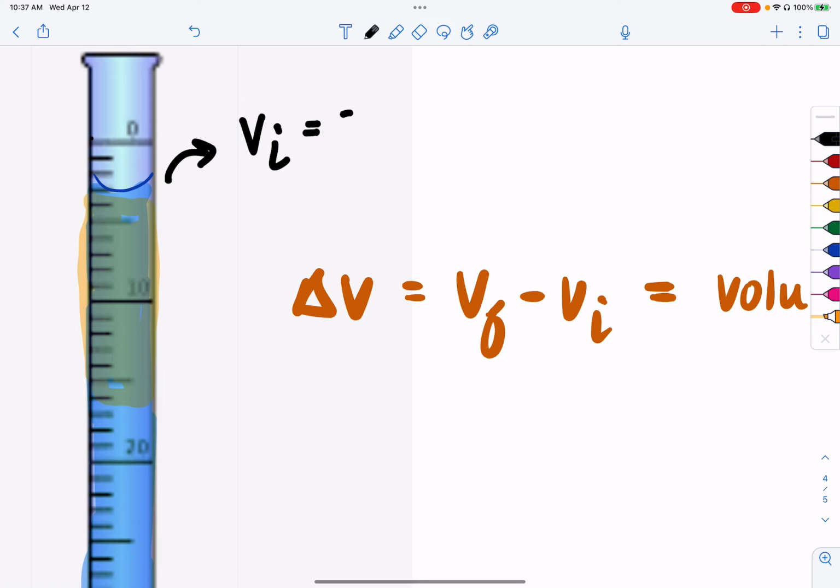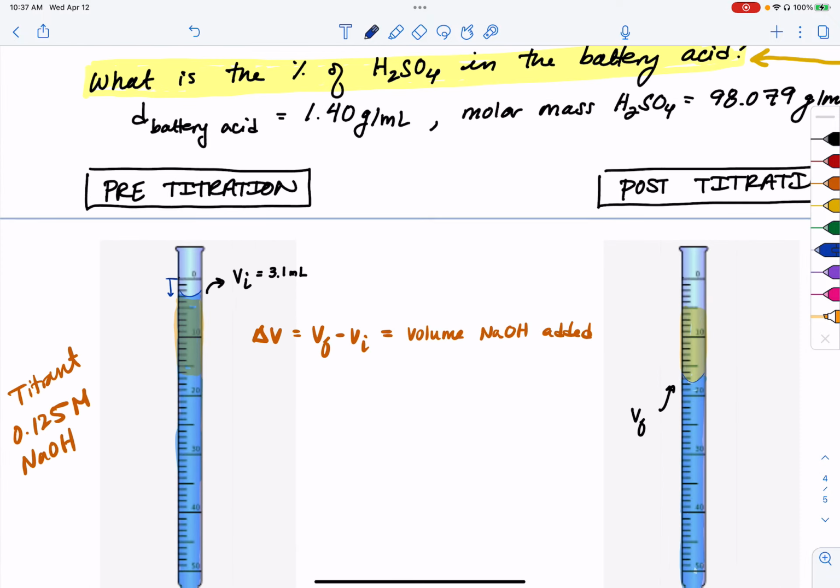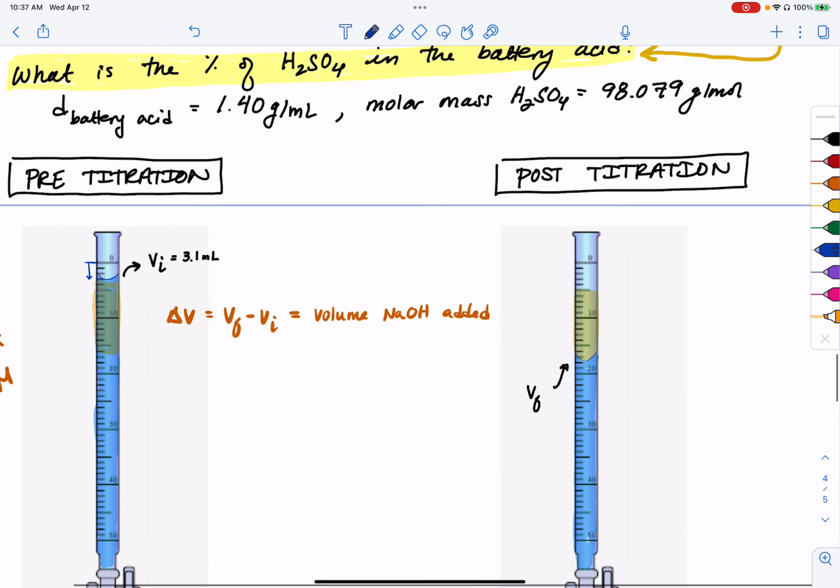And remember, we are always reading our burettes from the 0 line downward. Okay, so that was my initial volume.